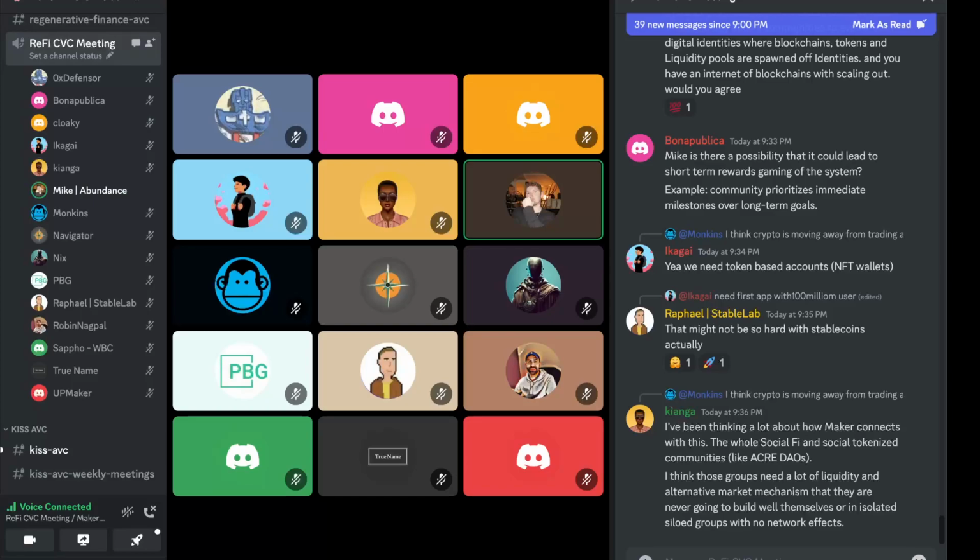I've been thinking a lot about how Maker connects with this, I think, cryptoism. The whole social fund, social tokenized communities like MakerDAOs, I think those groups need a lot of liquidity and alternative market mechanisms. And they're never going to build well themselves or in isolated, siloed groups with no network effects. Yes, I agree with that also, actually.